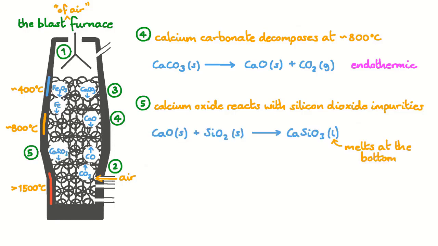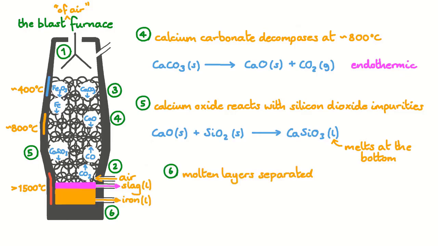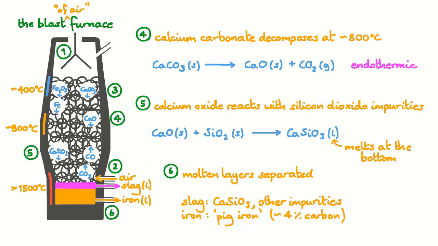The calcium silicate produced melts at about the same temperature as iron, so at the bottom it turns molten. At the bottom we have a layer of molten iron covered by a layer of molten impurities like calcium silicate. We call this top layer the slag. The slag is drained away separately to the molten iron, and the molten iron produced in this process is called pig iron.